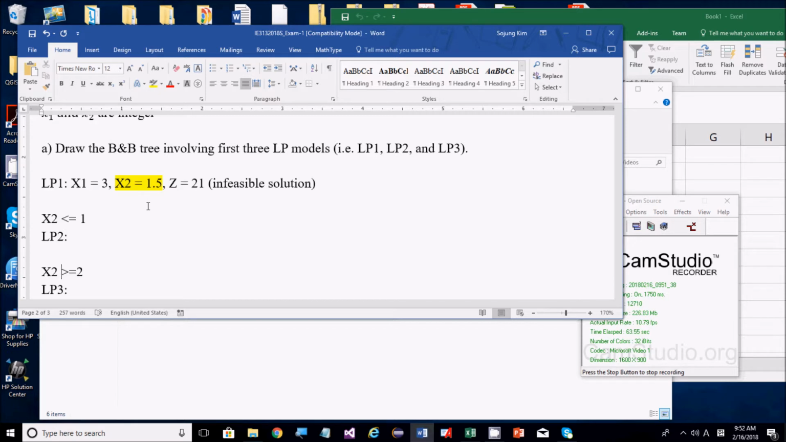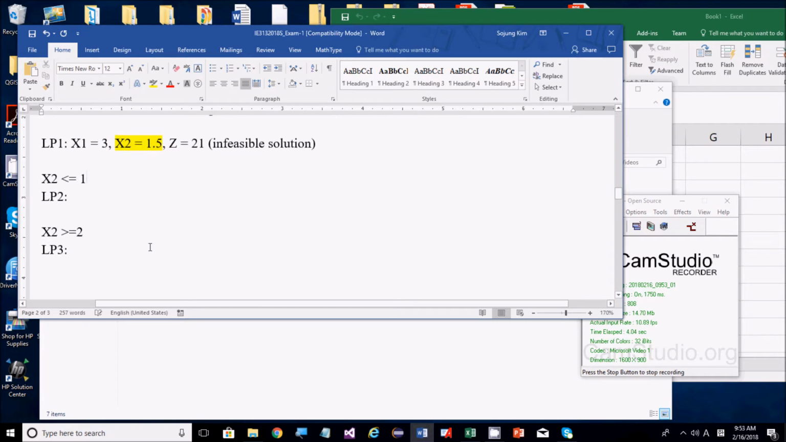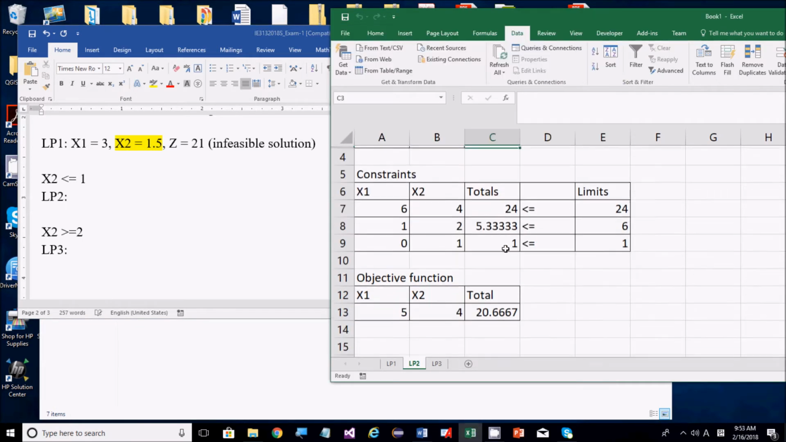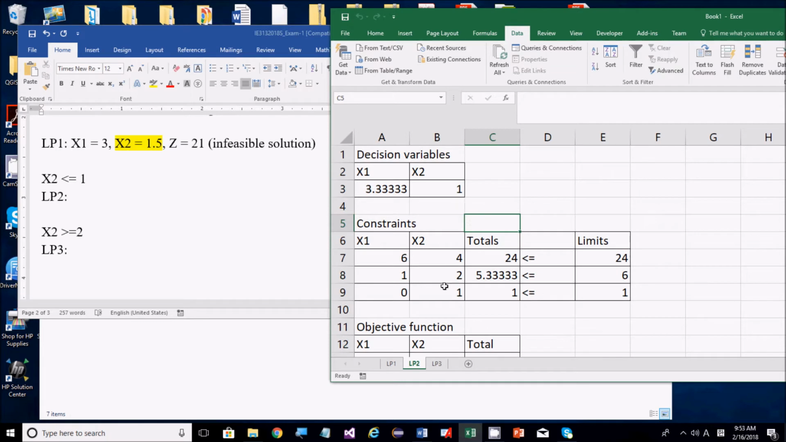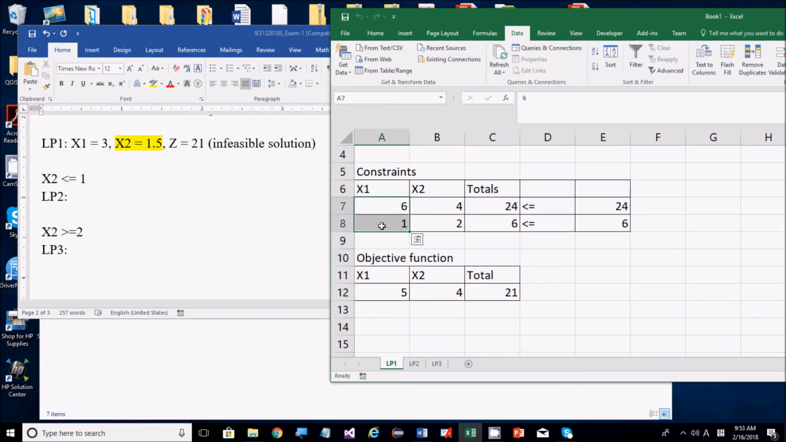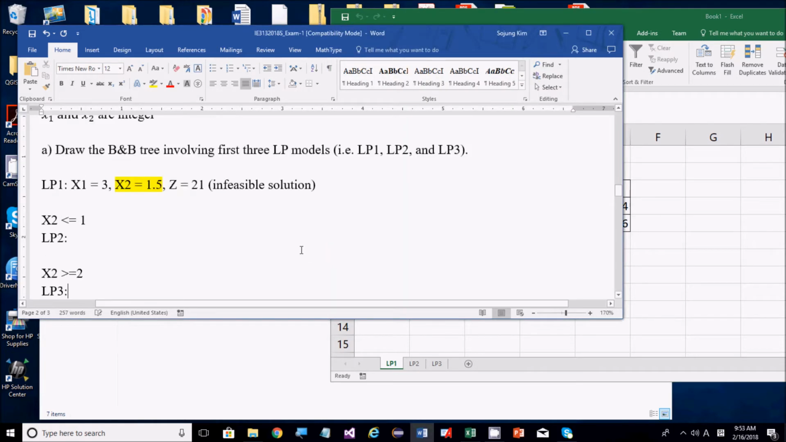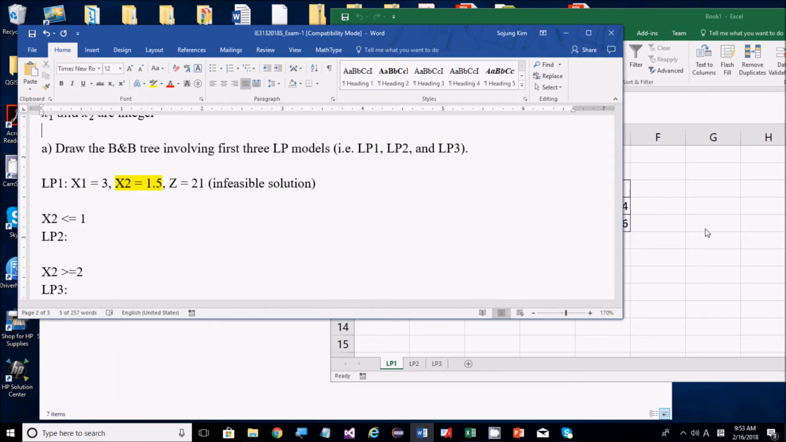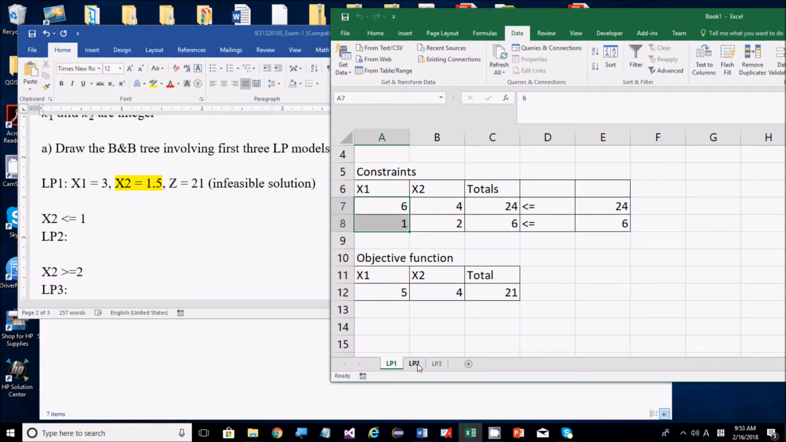Got it? So let's solve these two models. In fact, I already got a solution for you, LP2 and LP3. Here I just add one more constraint to the LP1 model. In LP1 we have only two constraints given by this problem, because LP1 does not include the integer constraint, so that you can find the solution from the LP model.